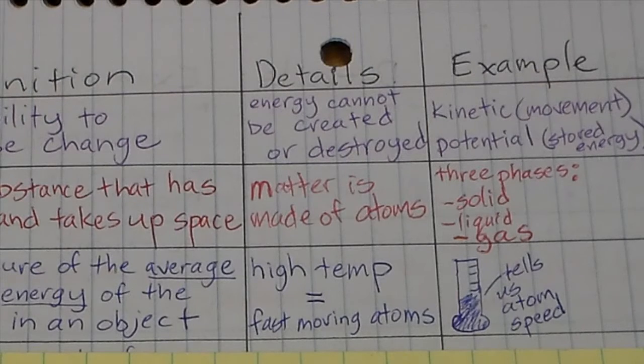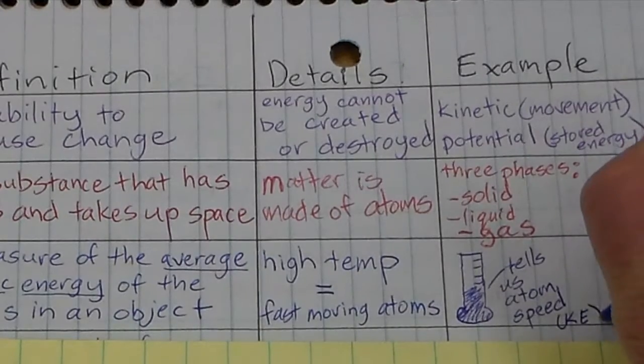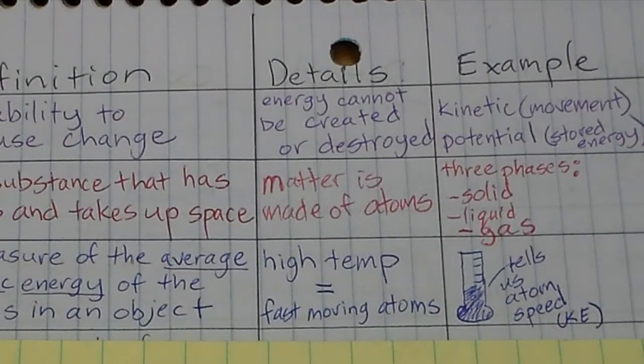So if you take your own temperature, it means you're measuring how fast the atoms in your body are moving. If you take the temperature of the air, you're measuring how fast the atoms in the air are moving. And again, that might be something you never realized before. I'm also just going to add to my picture the word KE, which we now know is an abbreviation for kinetic energy. So temperature tells us about kinetic energy.